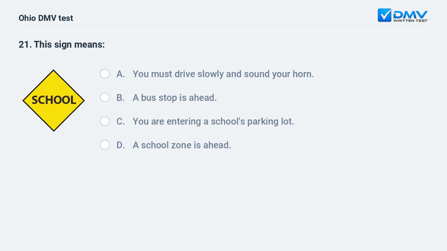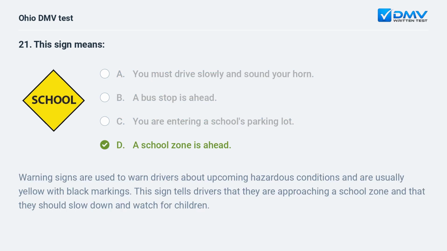This sign means A. You must drive slowly and sound your horn. B. A bus stop is ahead. C. You are entering a school's parking lot. D. A school zone is ahead. D. A school zone is ahead. Warning signs are used to warn drivers about upcoming hazardous conditions and are usually yellow with black markings. This sign tells drivers that they are approaching a school zone and that they should slow down and watch for children.